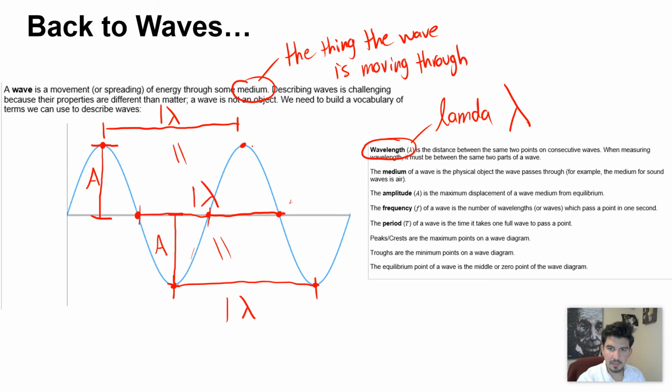There are a couple other vocabulary words, though, when we're looking at a wave as opposed to something going through periodic motion, and that is the peaks, otherwise known as the crests. That's just a name that we give to the maximum positive point. And then at the bottom, we call these troughs.